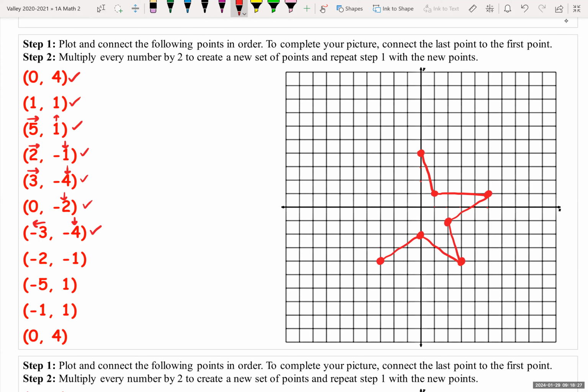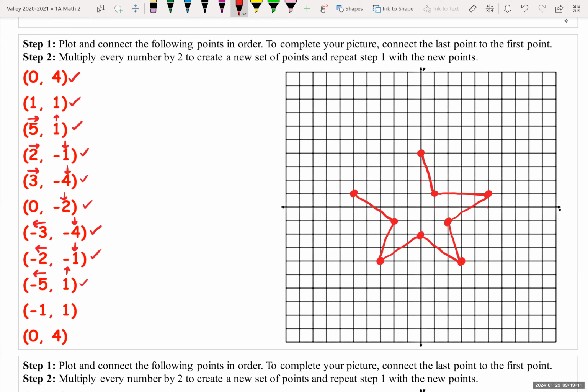And we're going to go -2, -1. So left 2 because it's negative, down 1. Left 2, down 1, and put a dot. Then we're going to connect that to our last dot. Okay, so we have 3 more. So -5, 1, left 5. Always move left or right first, up 1. So left 5, up 1. Always starting at the center. So left 5, up 1. Connect that.